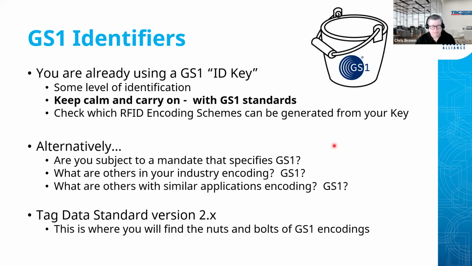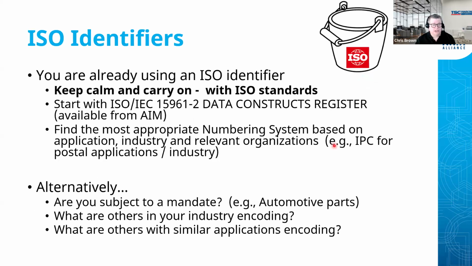Just a quick recap. If you're already using GS1, continue on and do a GS1 RFID encoding. The same is true with ISO. If we think about that automotive part that we had, the silver cylindrical thing, that's already marked with an ISO data construct and an ISO barcode. You're going to turn that data into an ISO-based RFID encoding.